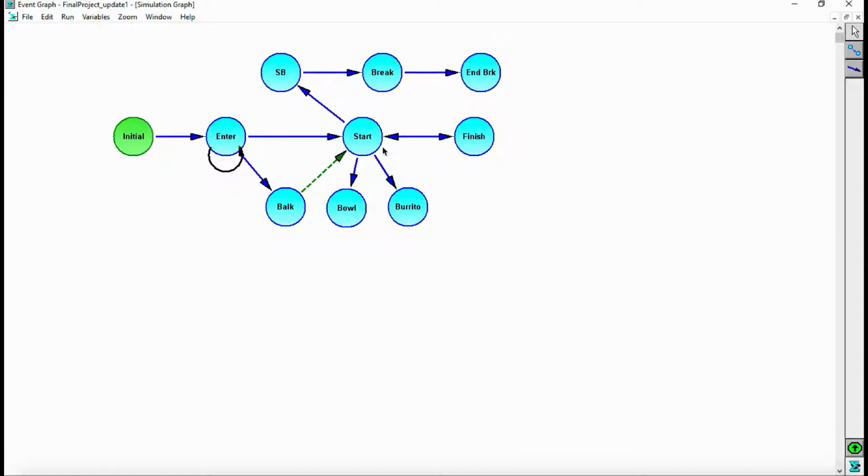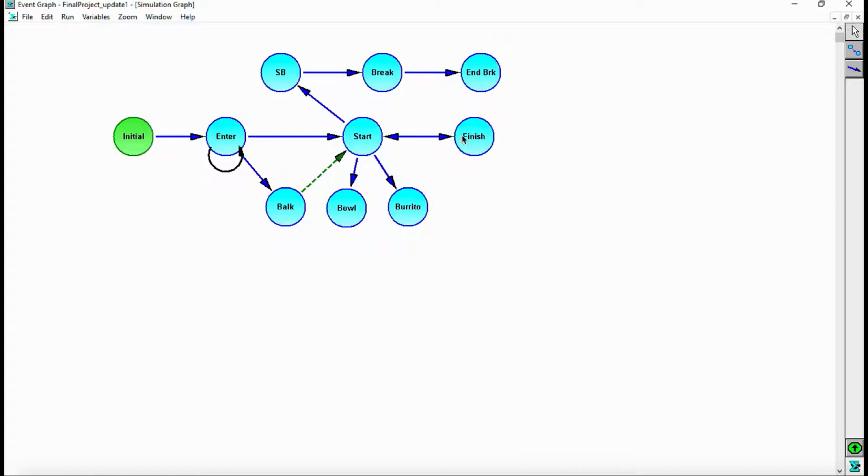From enter, you could either balk or start. A start is automatically scheduled if there are servers available. But if the person balks, then the start is canceled, as shown with this canceling edge. In the start, we decrement the number of servers available and the people in the queue. And we also keep track of the people who are buying bowls and people who are buying burritos. People who are buying bowls are a lot more, so we use a random number generator to make it so there's a higher probability that a bowl is ordered.